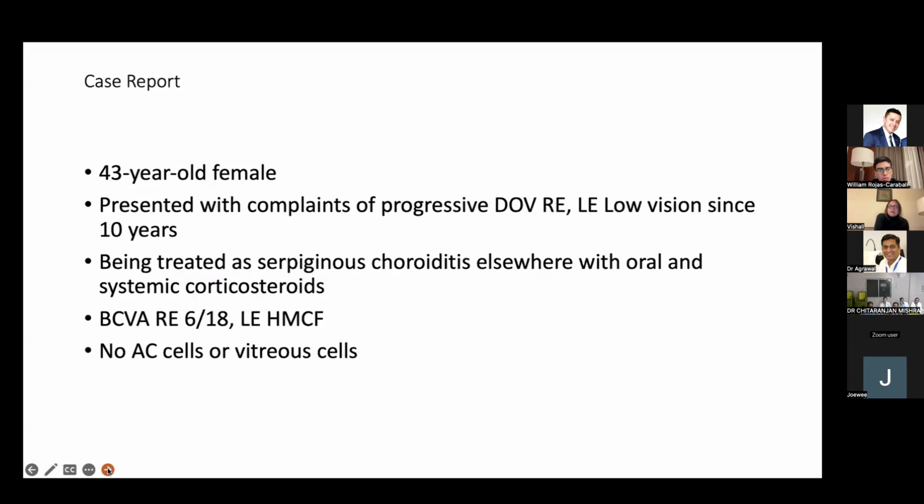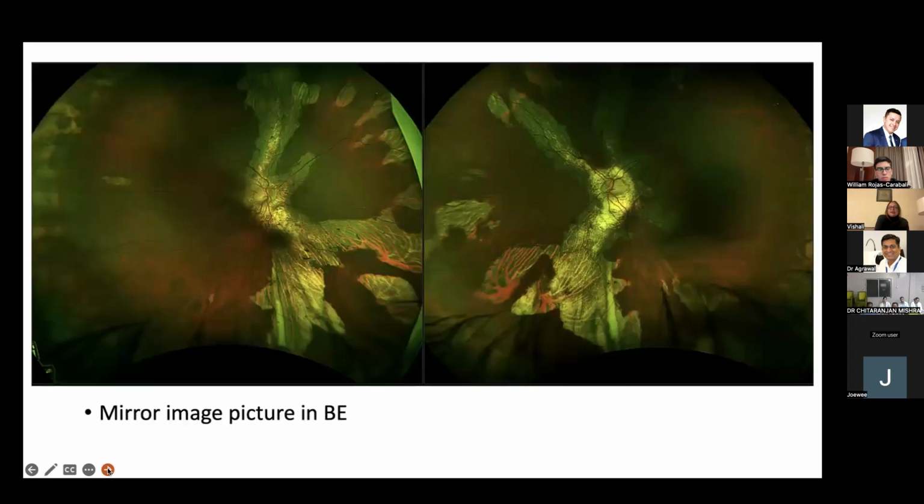Another example, a 43-year-old female, decreased vision, both eyes. Right eye, she says recent onset, left eye, 10 years. She was being treated as serpiginous choroiditis on oral steroids. And vision was 6/18 both eyes. There were no cells. And this is what she was.